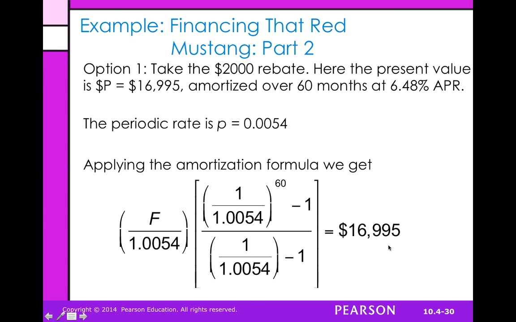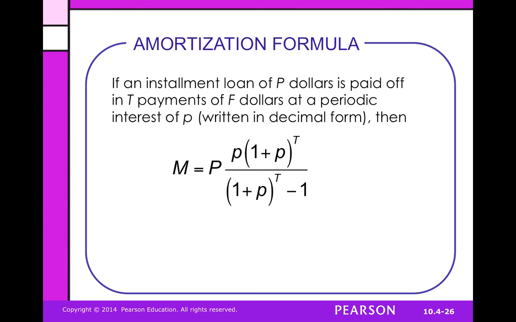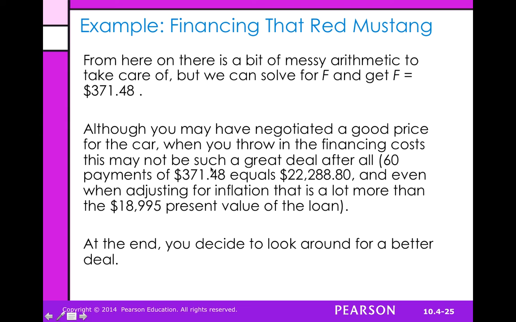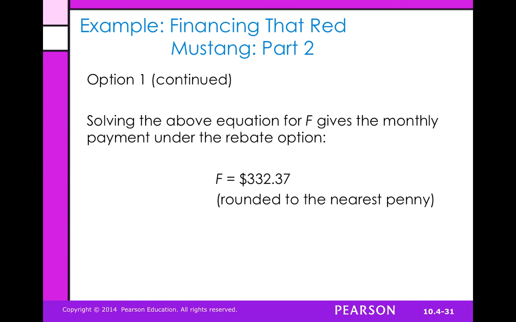Once again, this is nasty looking, but just take it a step at a time. Ask your calculator what this is, do the division one step at a time, and you can solve for F. And we end up with an F value of $332.37. So that's how much you're going to pay each month now. Notice this number is smaller than what we got before, which was $371.48. It should be smaller because you're borrowing less money. So we've reduced our monthly payment by about $40 a month.